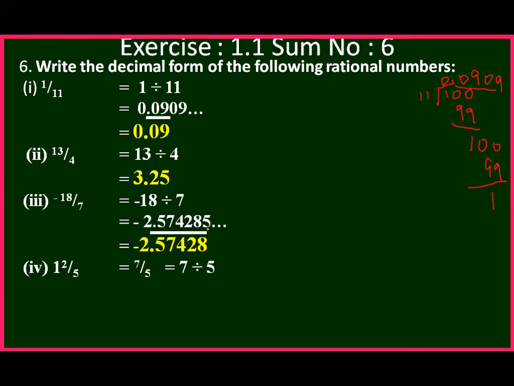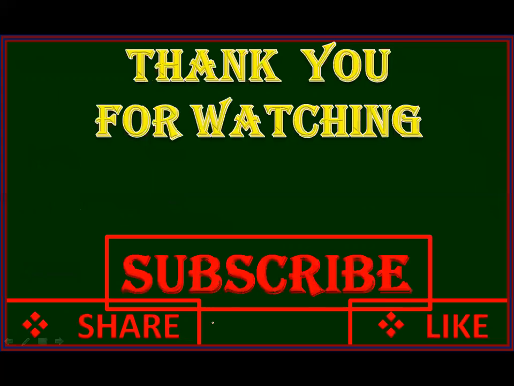1, 2 by 5, convert it into an improper fraction. 5 ones are 5 plus 2, 7. 7 by 5 is equal to 7 divided by 5, which will give you 1.4. And minus 7 by 2, which is minus 7 divided by 2, you get minus 3.5. And there we come to the end of this video.